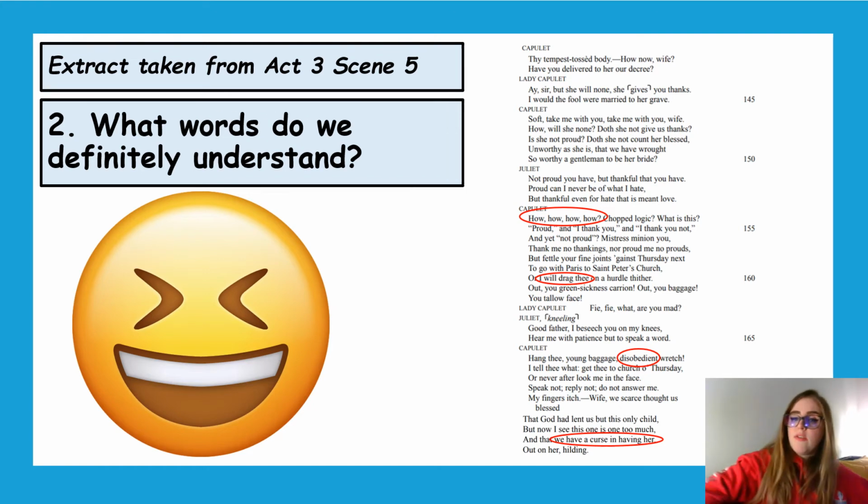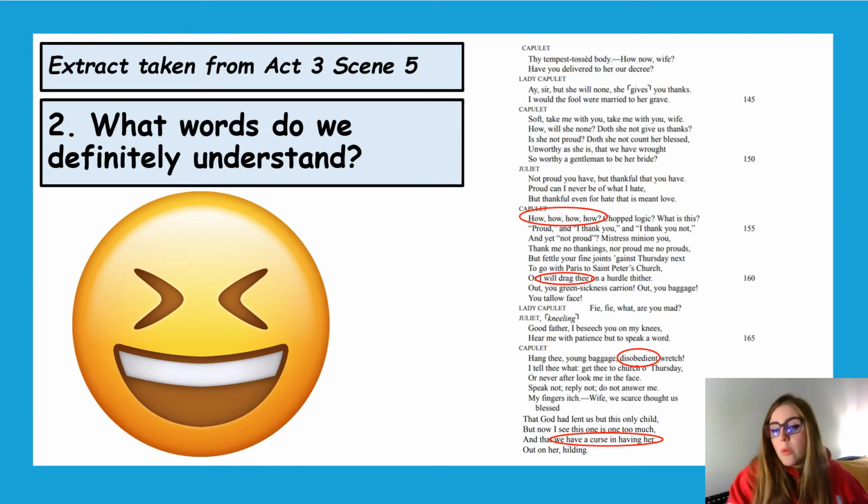Disobedient, if you've heard of people who have dogs that they send on obedience classes before, then you can apply that knowledge here. So disobedience is saying she's not obeying her father. And the last one, which is the one that I'm going to focus on, because I think that, in your own time, you might want to have a look at drag thee, for example.